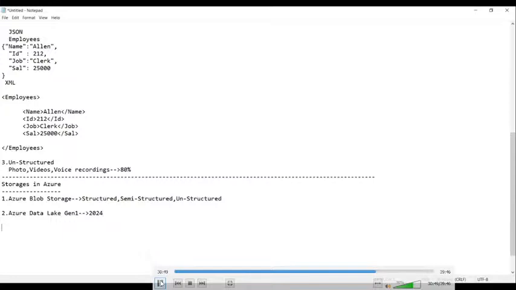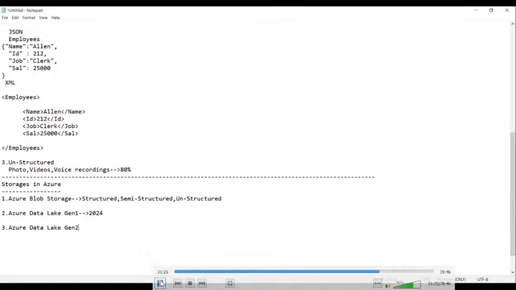So now can you see the next one? The entire data in Gen 1 is being migrated to Azure Data Lake Gen 2. Azure Data Lake Gen 2.